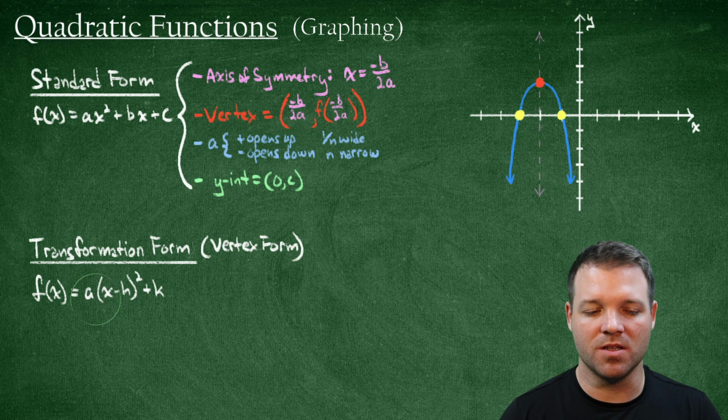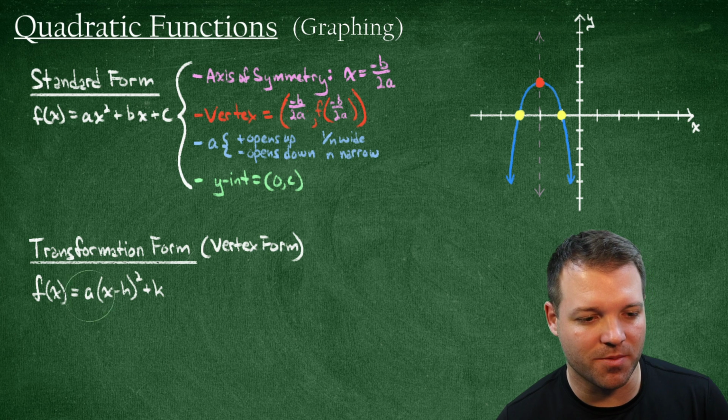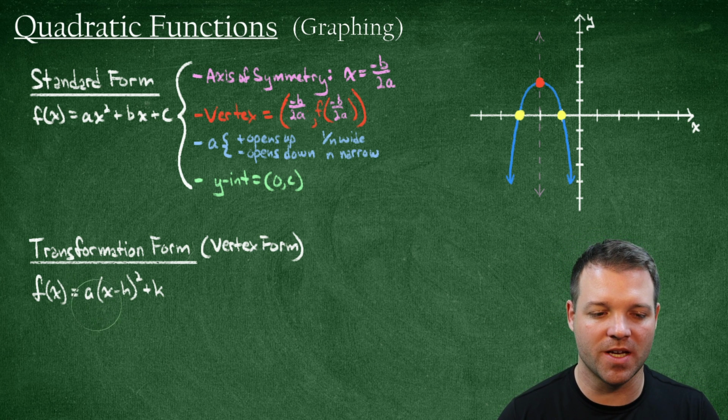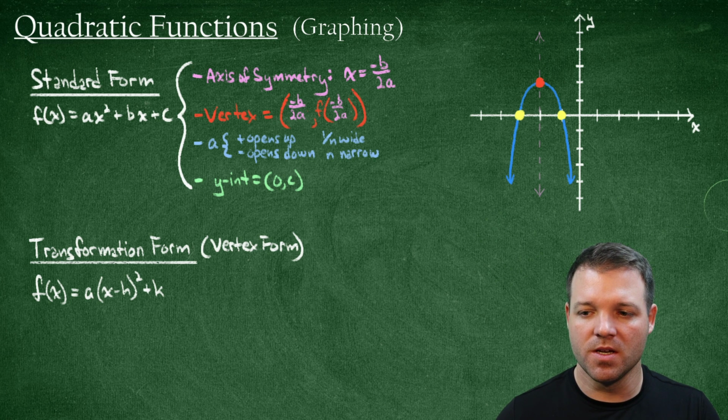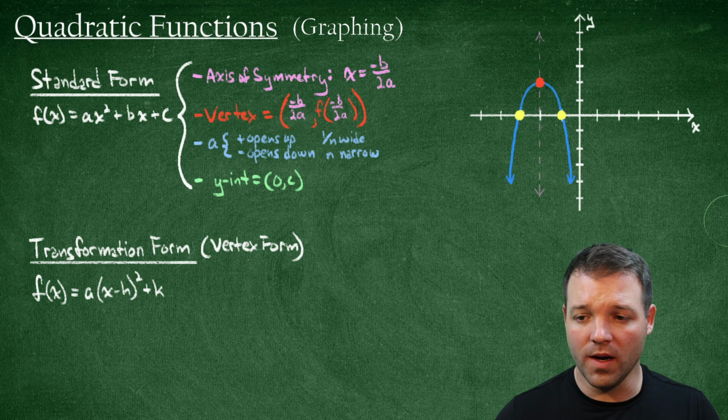compression or stretching. Sorry about that. And if it's negative, it opens up downwards. Positive opens up upwards. So, but anyways, so given transformation form, what can we do to graph this thing?